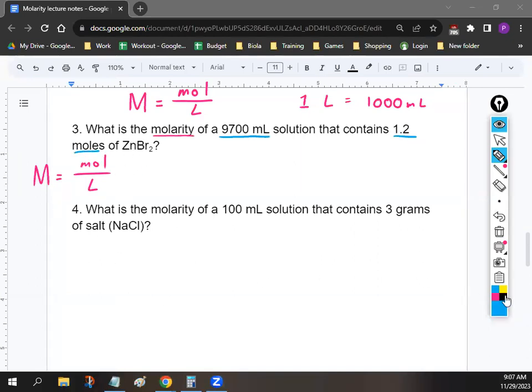All right, so we're going to plug the numbers that we have into the equation. Moles is pretty simple, right? It's just 1.2 moles. So we're going to put 1.2 on the top. So the top is going to be 1.2 moles.